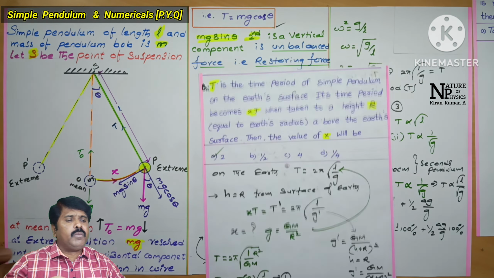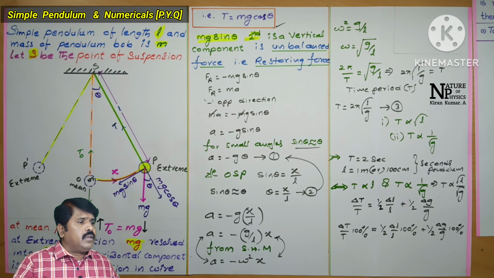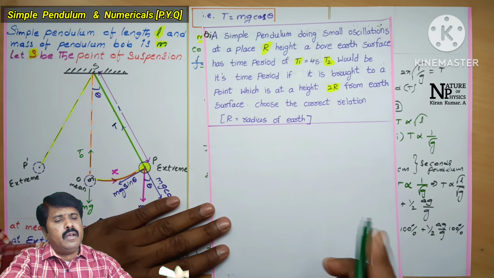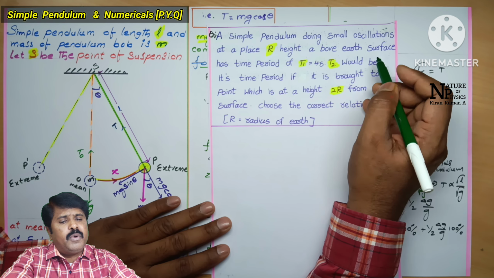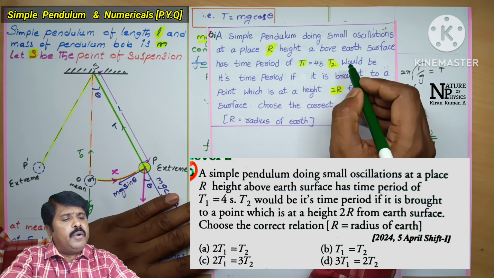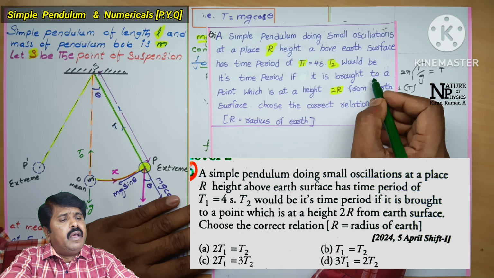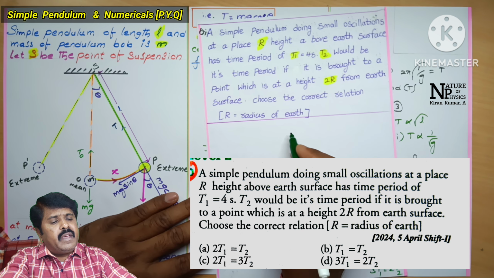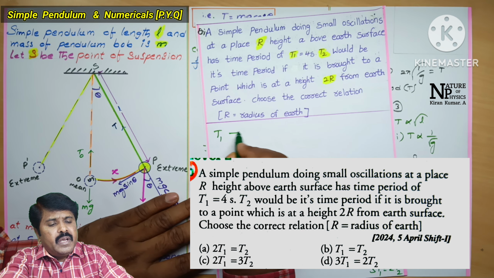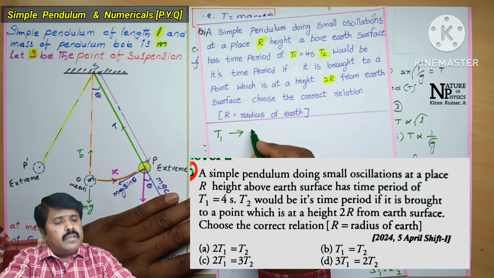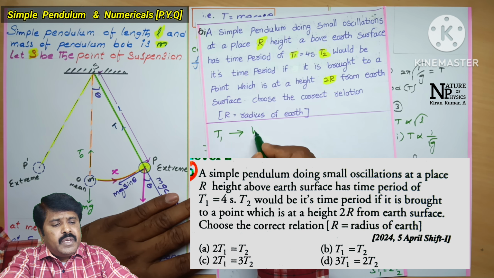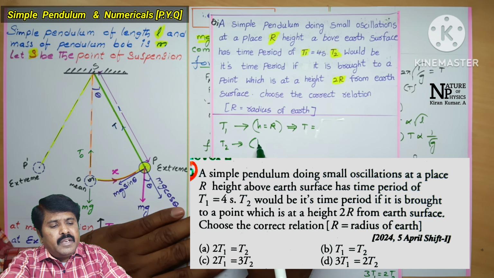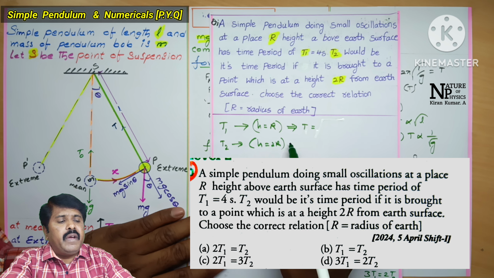And then continuation, next I am going to explain the next question. A simple pendulum doing simple harmonic motion. Yes student, a simple pendulum doing small oscillation at a place r height above the surface of the earth has the time period T1 is equal to 4 seconds. Okay, time period is T1 on the surface of the earth at a height h is equal to r student. And next one, it would be T2, at a height h which is equal to 2r given.